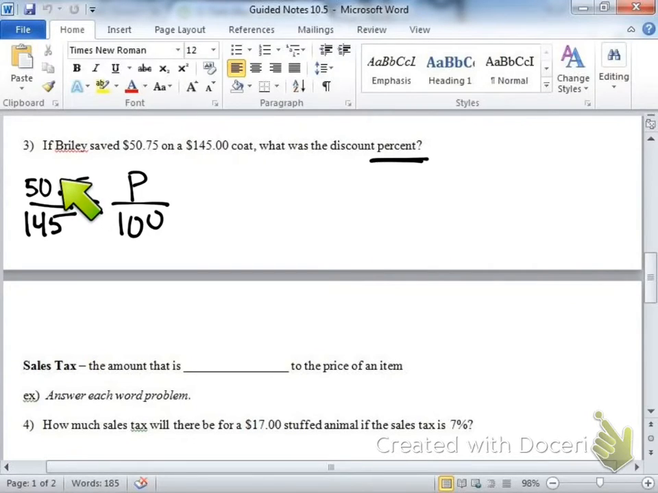So the discount portion, the part of the whole, the original thing, the whole thing, before you did anything to it. We're looking for the percent, and percents always go over 100. Any questions on the setup? All right, so let's cross multiply. Multiplying by 100 is just going to move that decimal back. And then 145p.